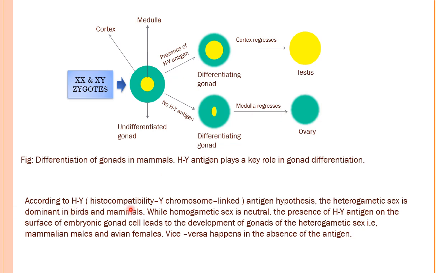According to the HY histocompatibility, Y chromosome-linked antigen hypothesis, the heterogametic sex is dominant in birds and mammals, while the homogametic sex is neutral. The presence of HY antigen on the surface of the embryonic gonad cell leads to the development of gonads of the heterogametic sex, that is, mammalian males and avian females. Vice versa happens in the absence of the antigen.